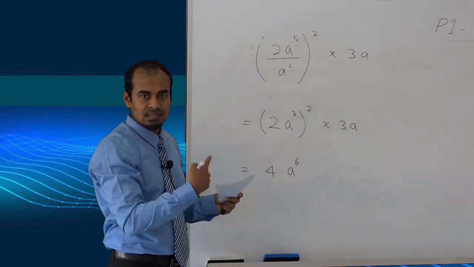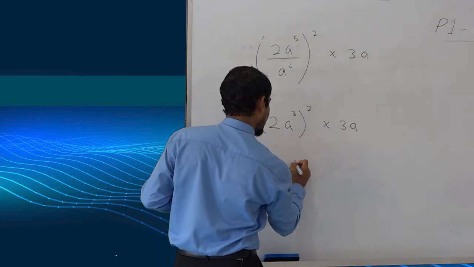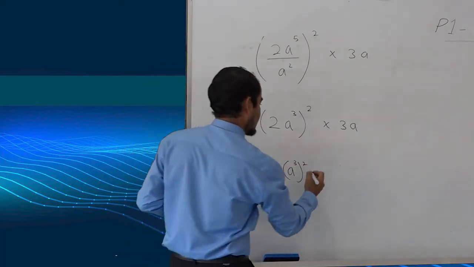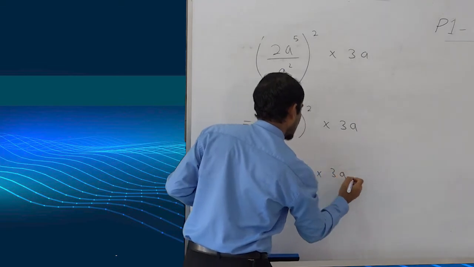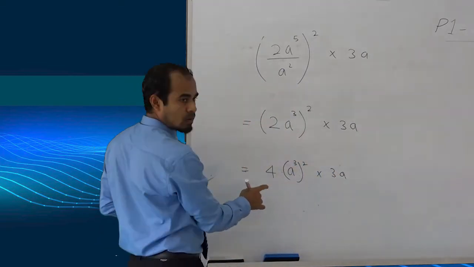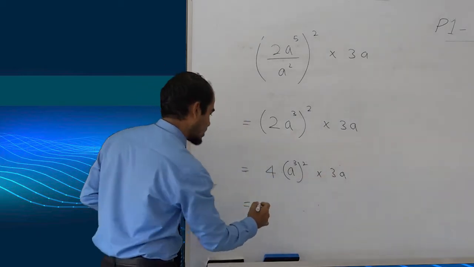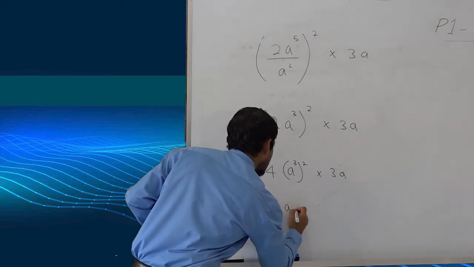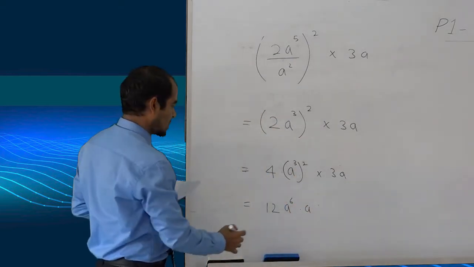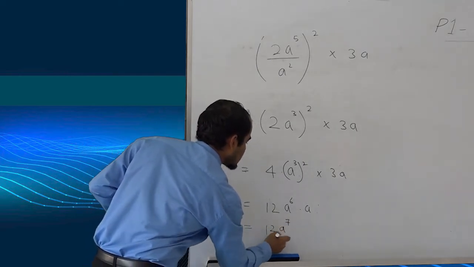3 to the power 2, which is actually what is happening is we are raising it to the power 2 like that, and then multiplying with 3a. There are a few numbers here we need to deal with first. 4 and 3, we get 12. This will be a to the power 6 and the last one is a. So here we get finally 12a to the power 7.